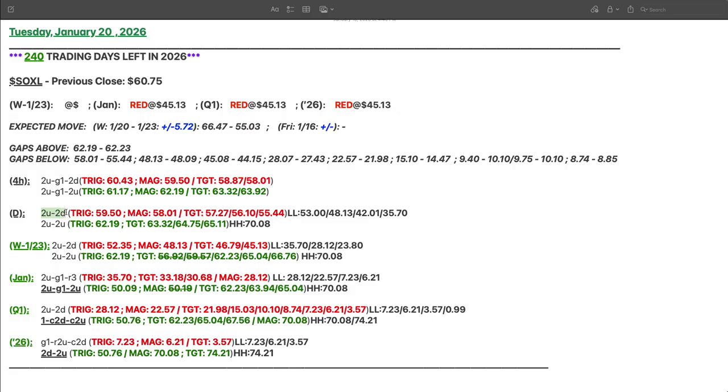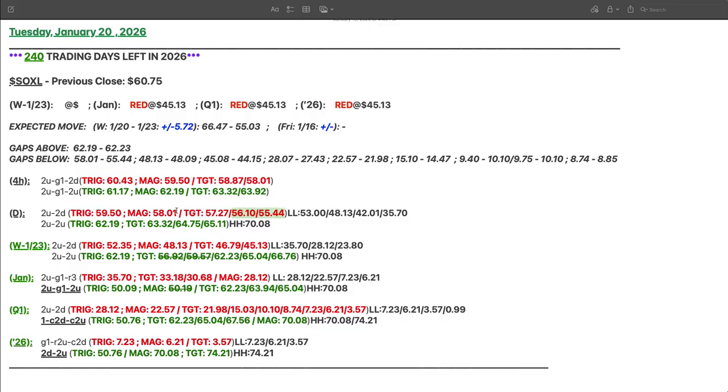On the day chart, if we go 2 up, 2 down, that, again, triggers a reversal. So we've got a very clear entry, 59.50, very clear exit at 58.01. We are in an uptrend, so just keep that in mind. But if we continue to press down, we get that combo 2 up, 2 down that triggers, and we're looking for 57.27 as the next magnitude for that move. And we've got some extended targets listed out here for you as well.